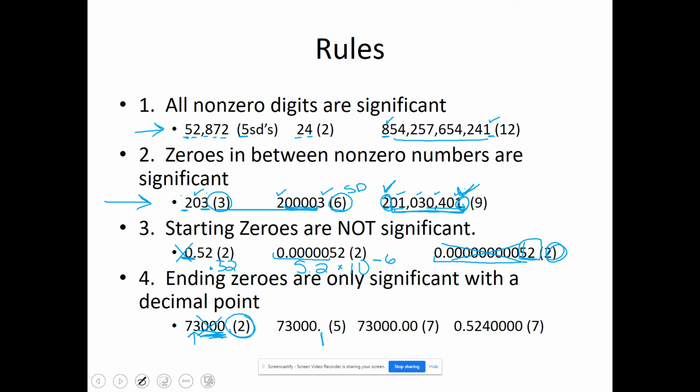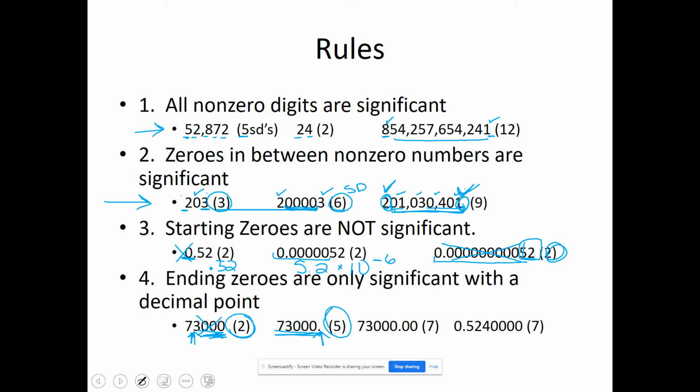If it has the decimal point, now we're saying that our measuring device, or we counted or whatever, to the nearest ones. So this is accurate to the nearest ones. So now we're saying that this is significant to the nearest ones spot, where the first one was nearest thousands. This is the nearest ones. So that makes everything there significant. So we have 5 sig digs. So if you see a decimal, it makes the zeros at the end significant.